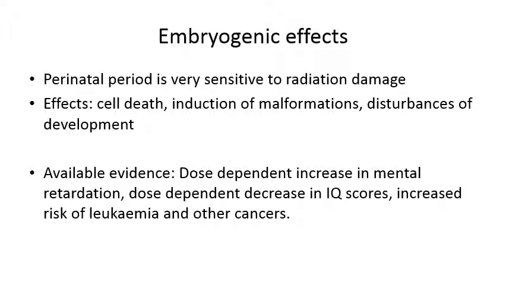Data from the atomic bomb survivors showed that, among those who were irradiated between the 8th and 15th weeks post-conception, there was a dose-dependent increase in the frequency of mental retardation and decrease in IQ test scores. The available data also showed that irradiation in utero may increase a child's risk of leukemia and other cancers.